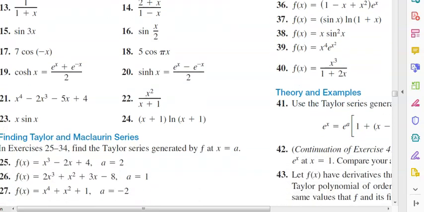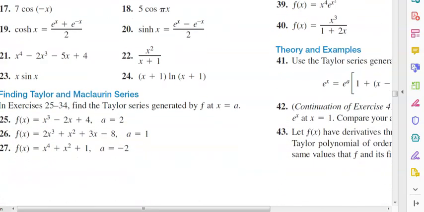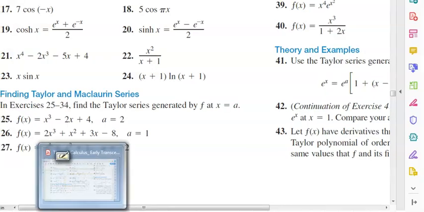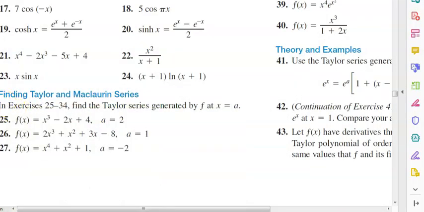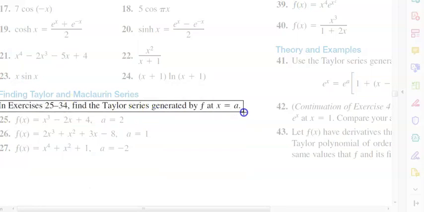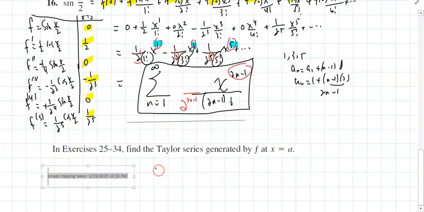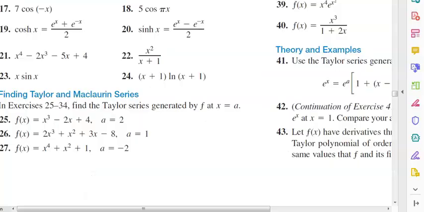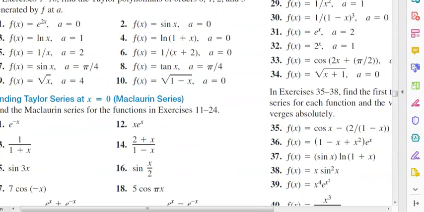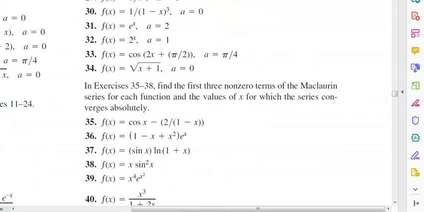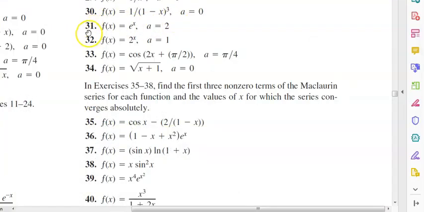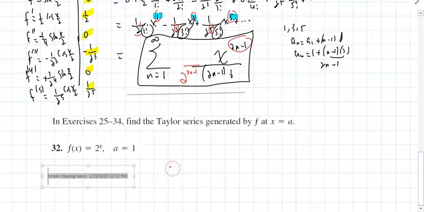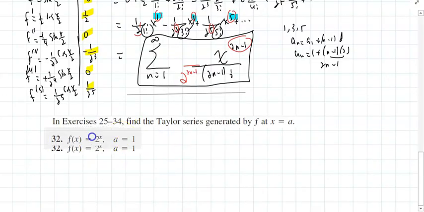and I'd like to look at problem number 32. Find a Taylor series centered at a. Well, let's see how that works. And it's the same idea, really. If I take 32, the only difference here, you're no longer centered at 0, and let me remind you how this works.